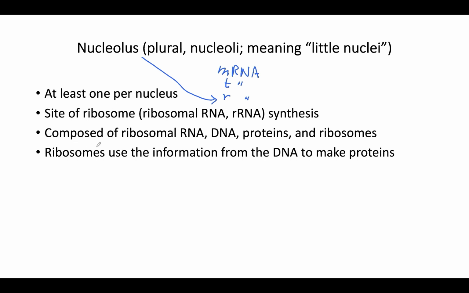Ribosomes use the information from the DNA to make protein. I told you that the ribosome is the site where protein synthesis takes place. This ribosome is composed of RNA plus protein. That ribosomal RNA is synthesized from the nucleolus inside the nucleus.